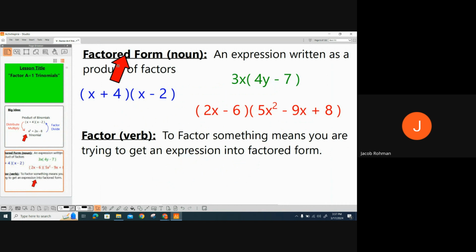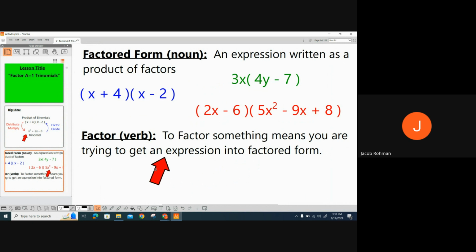Factored form is an expression written as a product of factors. Here in this blue expression, we see there are two factors, a binomial x plus 4 times another binomial x minus 2. Here, there are also two factors in the green, a monomial, 3x, times a binomial, 4y minus 7. And here in red, we have two factors as well, a binomial, 2x minus 6, and then a trinomial, 5x squared minus 9x plus 8.